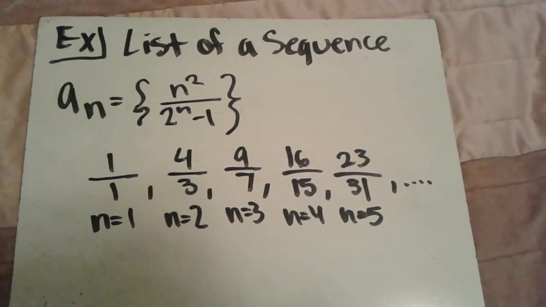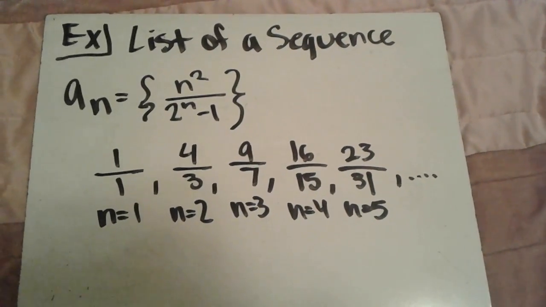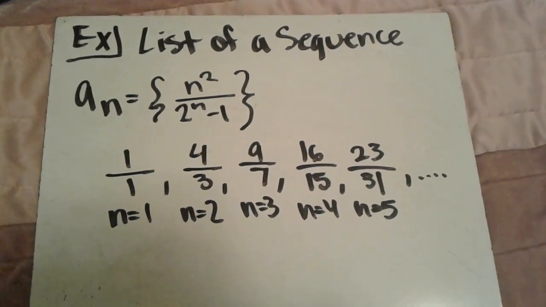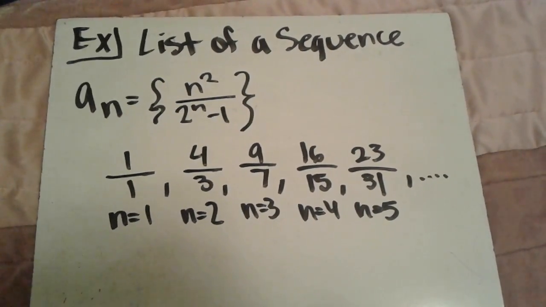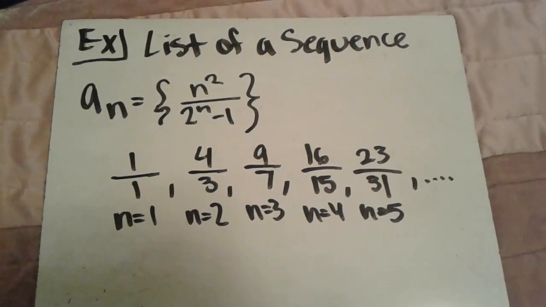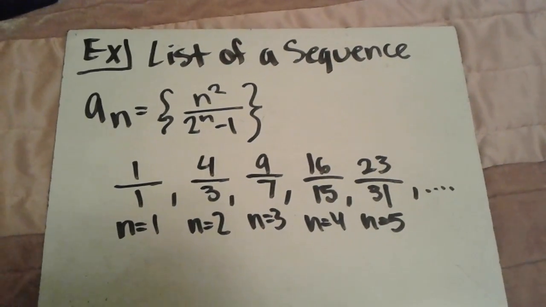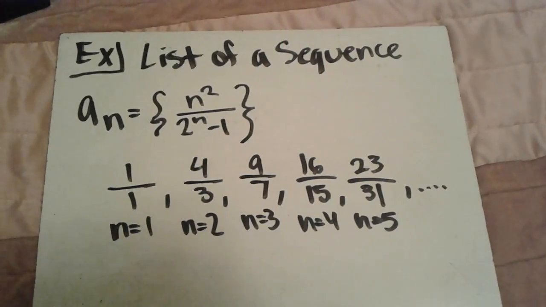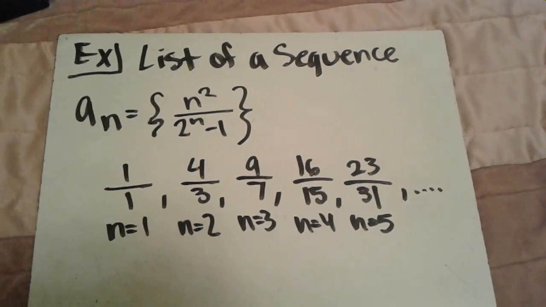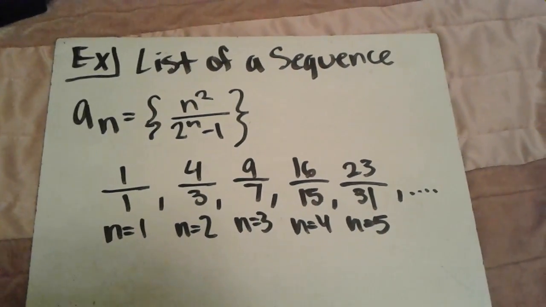This is another example of listing of a sequence. So if a of n equals n squared over 2n minus 1, when you plug in each n into the equation, when n equals 1, it would get you 1 over 1, because the top would be 1 squared over the denominator as 2 to the first power minus 1. The bottom would be 2 minus 1, which is 1, so 1 over 1.